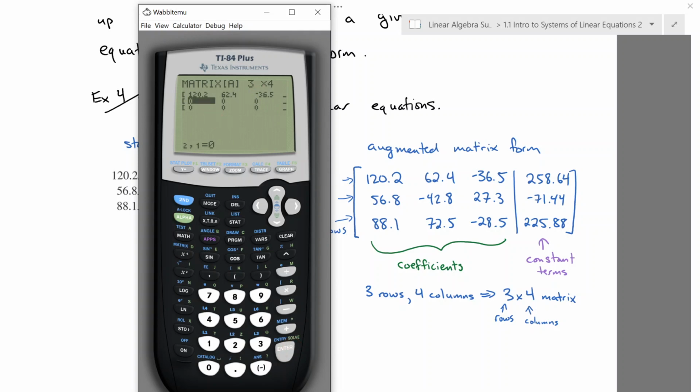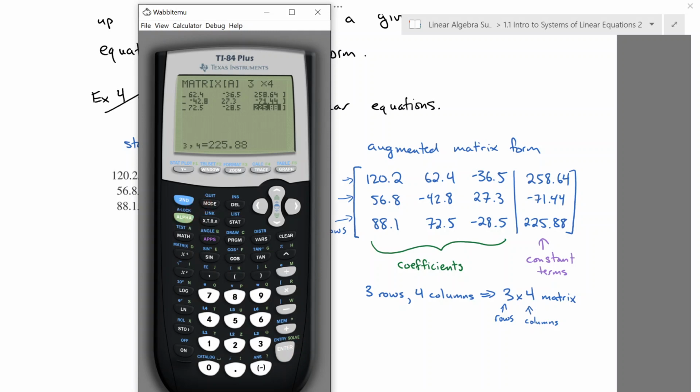Now we're going to the second row: 56.8, then negative 42.8, then 27.3, then negative 71.44, 88.1, 72.5, negative 28.5, then 225.88. I did it kind of quickly, so hopefully all the numbers are correct.